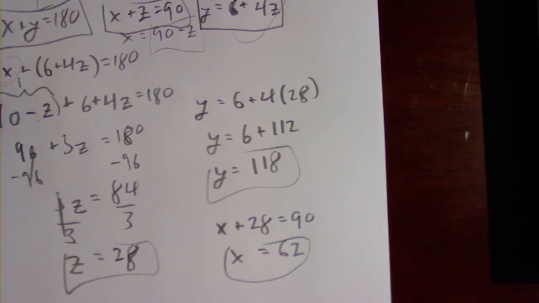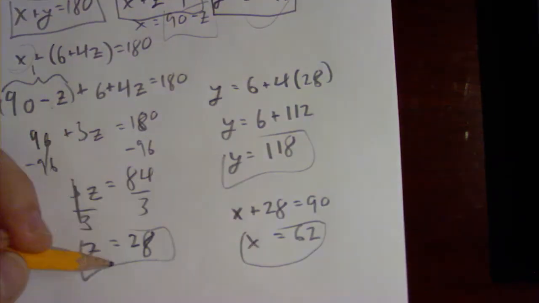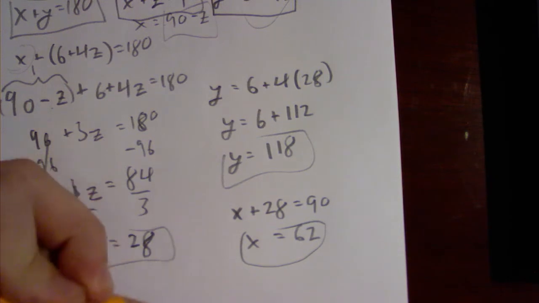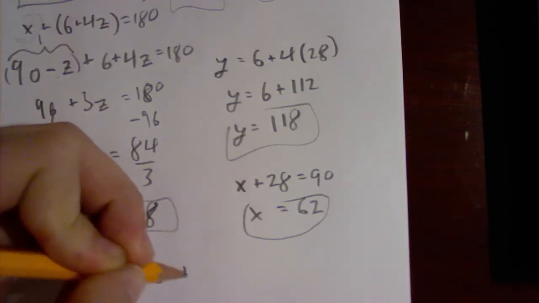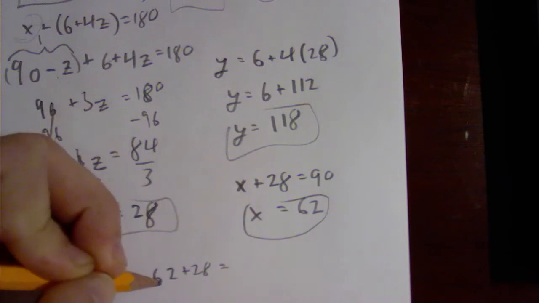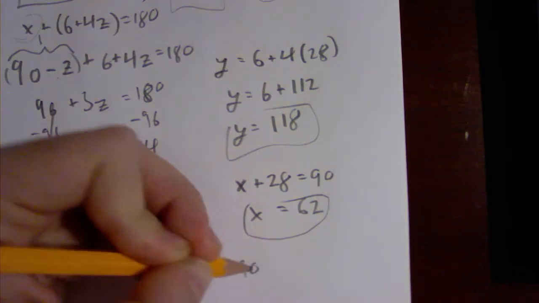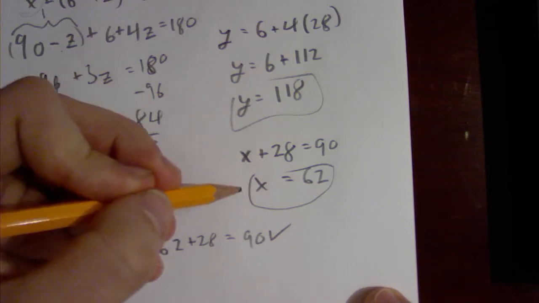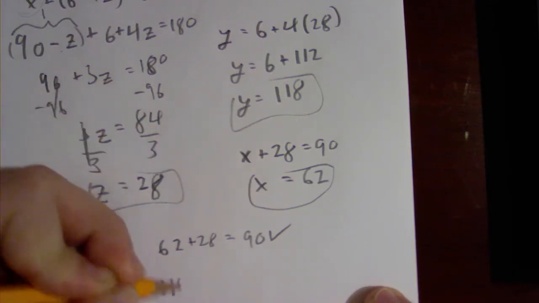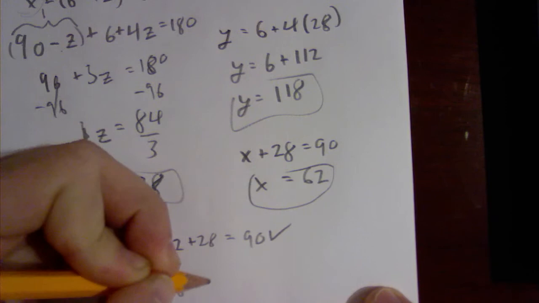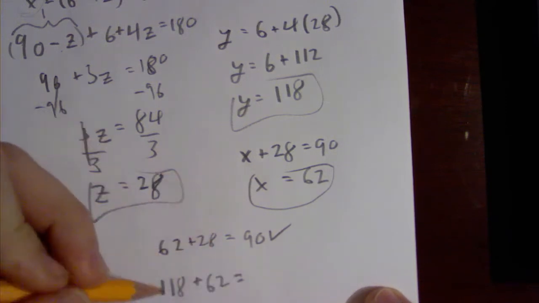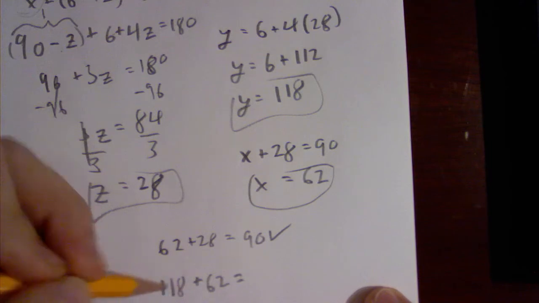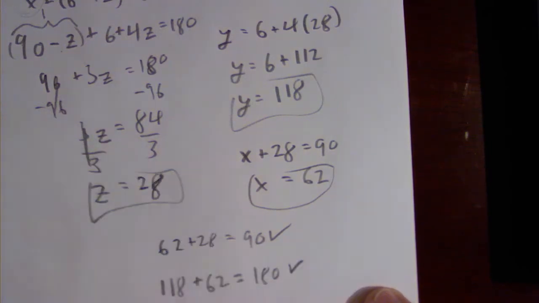Well, let's double check to make sure that this works out. So x and z are complementary. So 62 + 28 should be 90. 62 + 28 is 80 + 10, which is 90. That checks out. And then x and y should be supplementary. So I have 118 + 62. So this should equal 180. Well, 10 + 60 is 70, and 8 + 2 is 10, so this will equal 180. It's looking good so far.